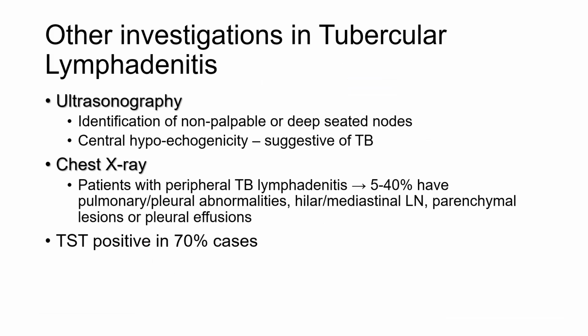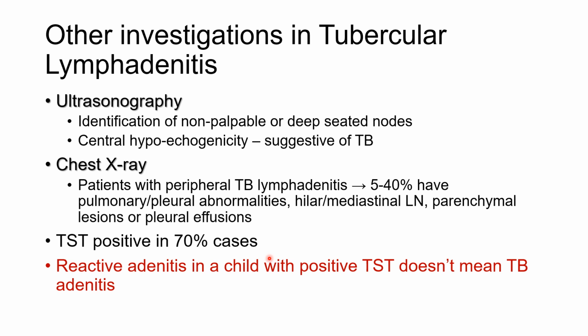So what are the other investigations in tubercular lymphadenitis? You can do an ultrasonography, which identifies non-palpable and deep-seated nodes, with central hypoechogenicity that might be suggestive of tuberculosis. You can perform a chest X-ray. Among patients with peripheral TB lymphadenitis, 5 to 40% have pulmonary or pleural abnormalities, hilar or mediastinal lymph nodes, and parenchymal lesions or pleural effusions. That means 5 to 40% of all patients of tubercular lymphadenitis have a primary lung focus, and that abnormality can be revealed by performing a chest X-ray. And tuberculin skin test is positive in 70% cases of tubercular lymphadenitis.